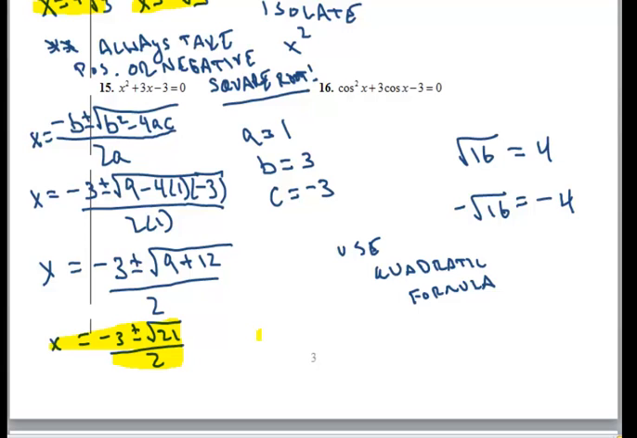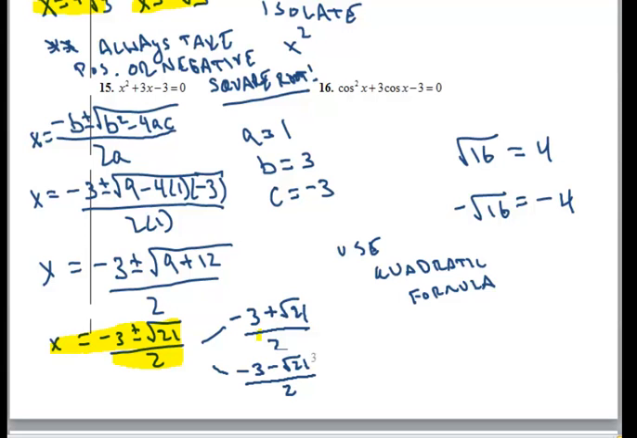And you've got to realize here this is really two solutions, right? It's negative 3 plus the square root of 21 over 2, and it's negative 3 minus the square root of 21 over 2. All right, so just keep that in mind. The plus or minus means there are two separate solutions. Okay? So what we did basically is the algebra portion.